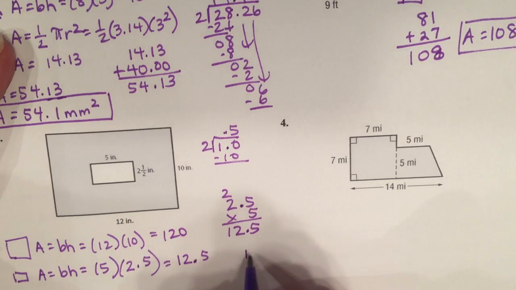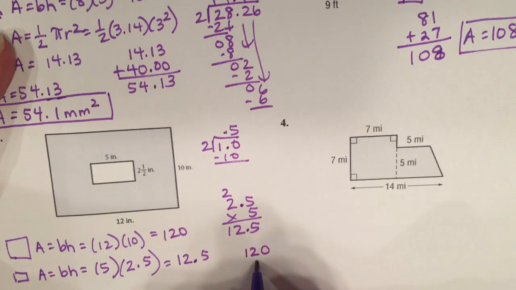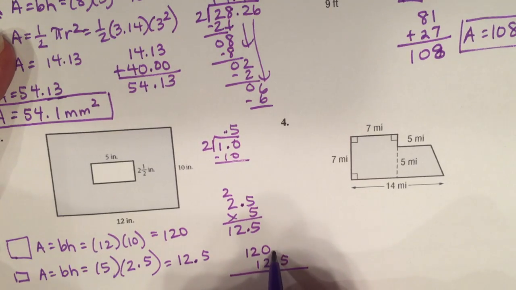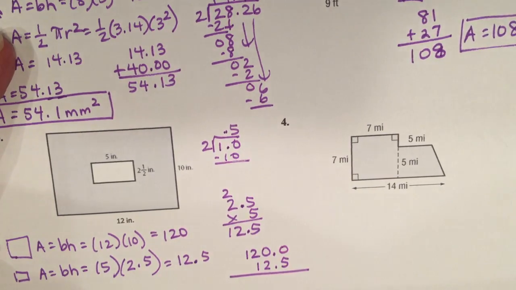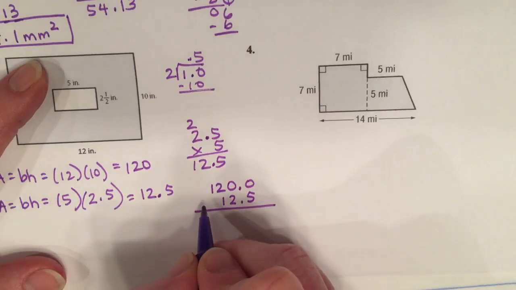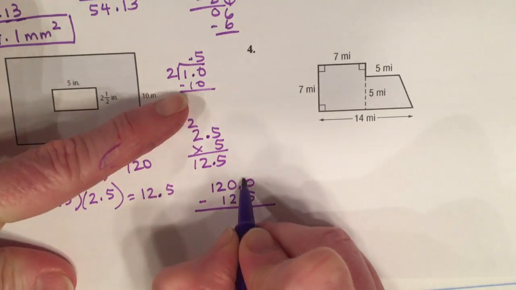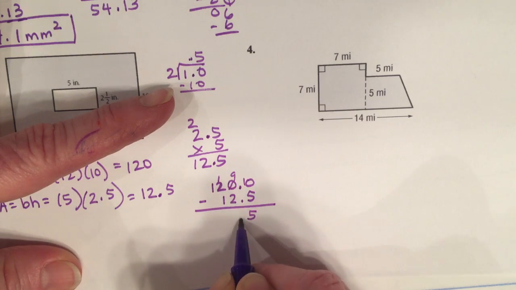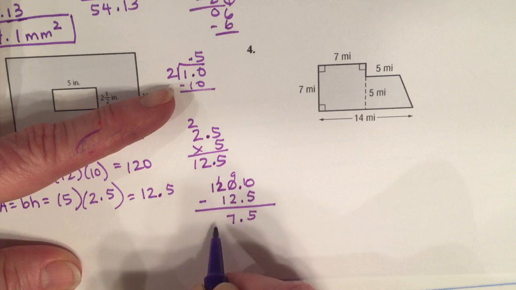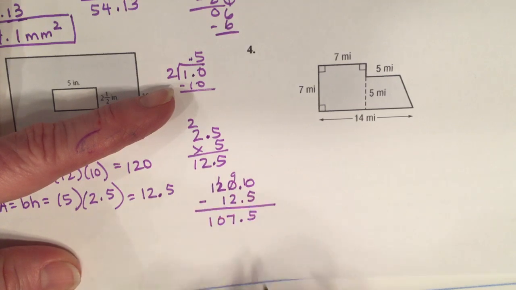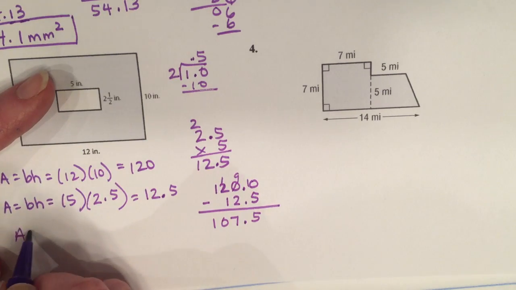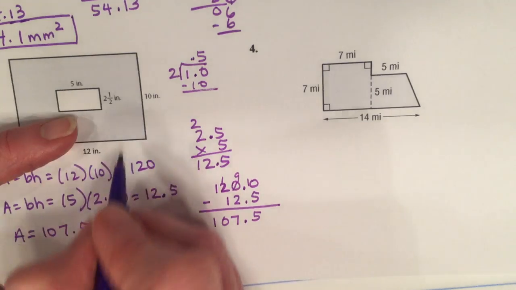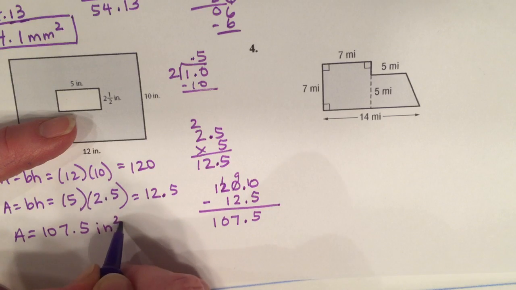So if I want to subtract 120 and 12.5, I need to make sure I am lining up that decimal. So this is one of those cases, again, where I have to add a 0 and a decimal in order to be able to subtract. All right, so be careful borrowing. 10 minus 5 is 5. Bring down your decimal. 9 minus 2 is 7. 1 minus 1 is 0. And then I'm going to bring down that last one. The area of the shaded region then is 107.5. And this would be in square inches.